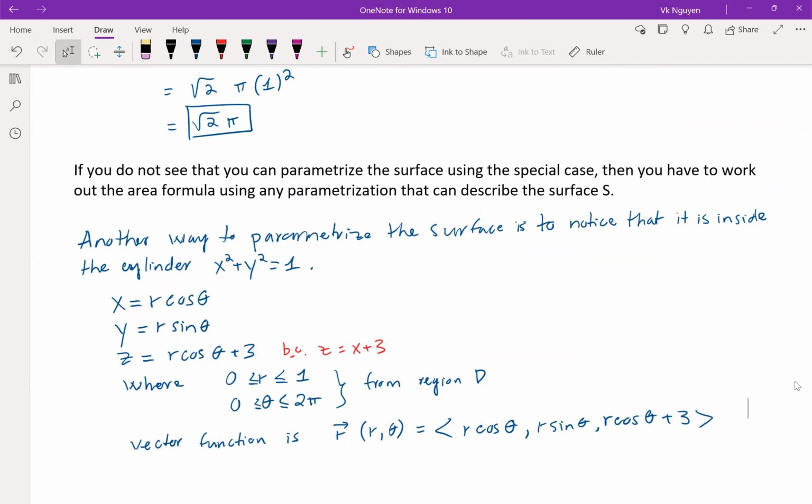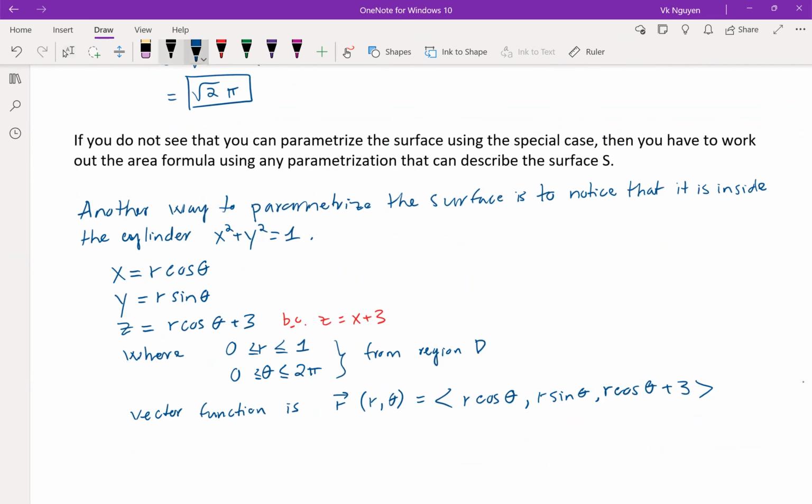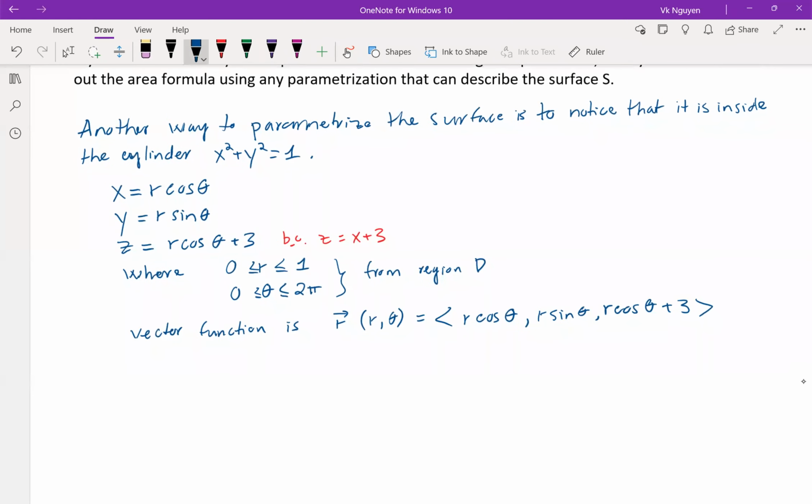If you parameterize it this way, then you can also figure out the area. The area has to be root 2 pi, exactly like what we did up there. So area, right? Double integral over the region D of the magnitude of r_r cross r_theta dA. So I'm going to do the substitution in here. I'm just going to work out the r.